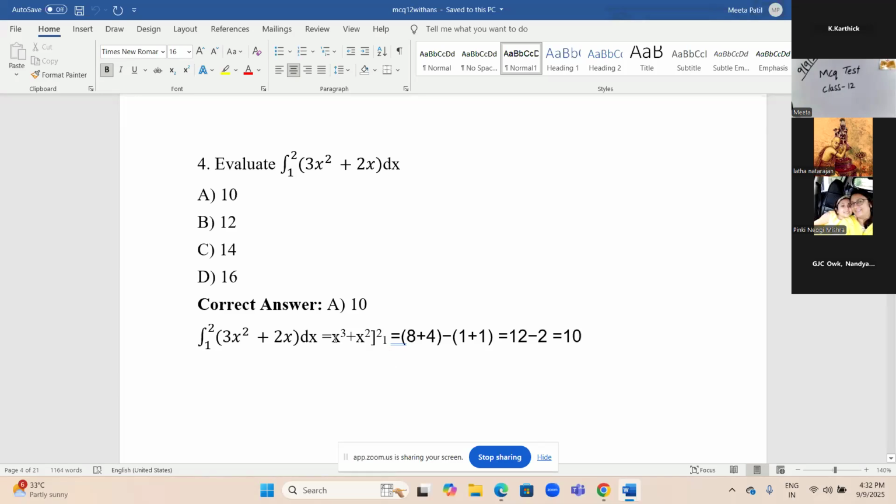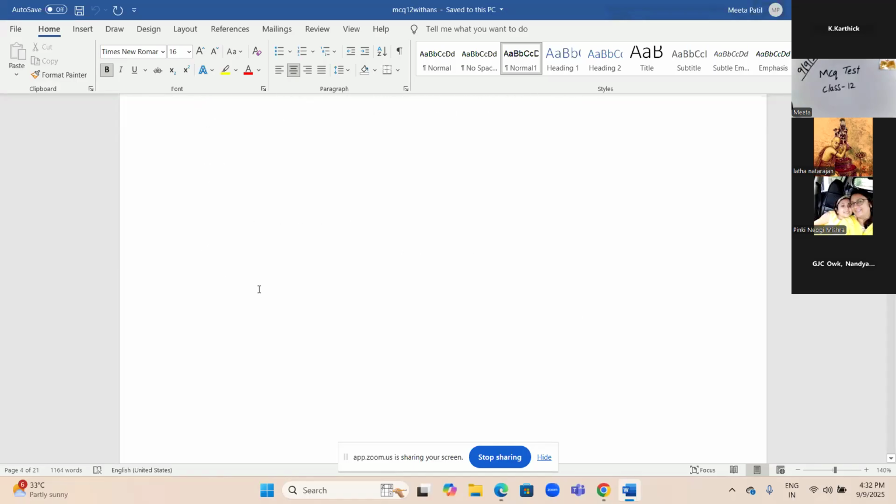So wherever you have x cube, first substitute the value 2, that is the upper limit, and afterwards you substitute the value of the lower limit using the subtraction symbol. So if you solve this, you are going to get the answer as 10. So for this question option A, 10, is the correct answer for the fourth question.